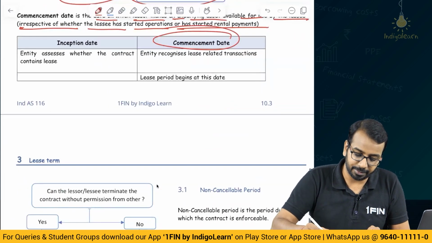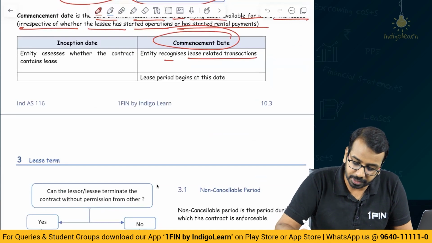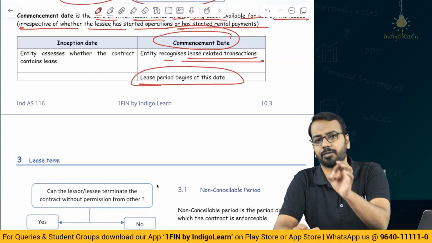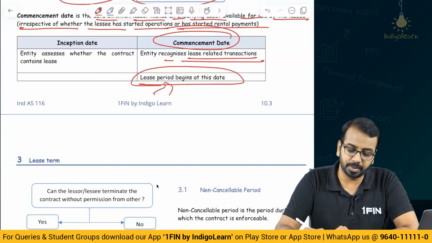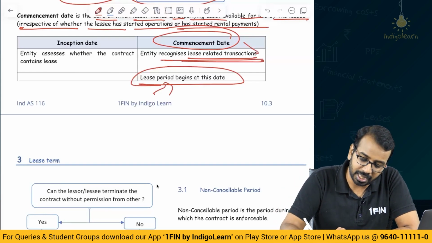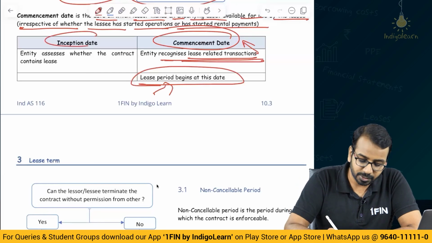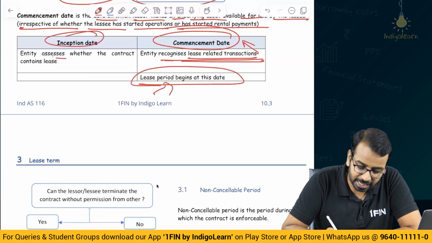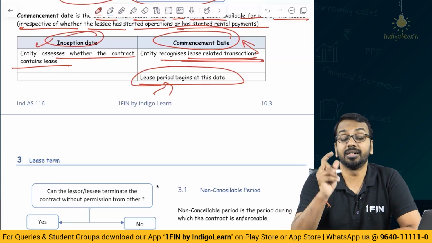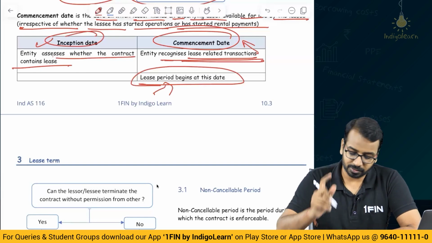Now, why is commencement date important? It is important to recognize the transactions, and the lease period begins on the commencement date. Very important from an MCQ point of view. The lease period begins from the date of commencement, and lease-related transactions are recognized from the commencement date. As far as inception is concerned, we decide whether the contract contains a lease or not. So the inception date is important for checking the classification. Okay, so keep that in mind.